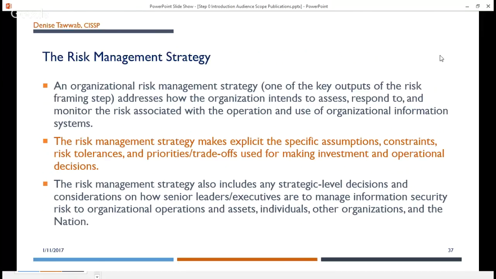The risk management strategy will also include any strategic level decisions and considerations on how your senior executives are to manage information security risk to your operations and assets.